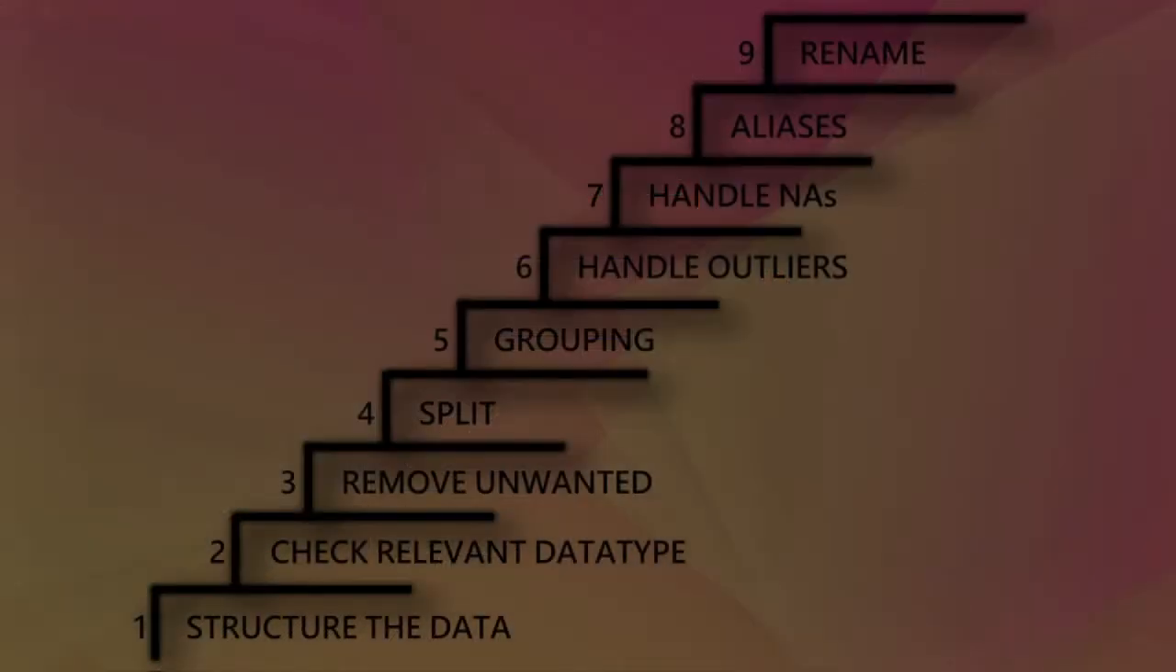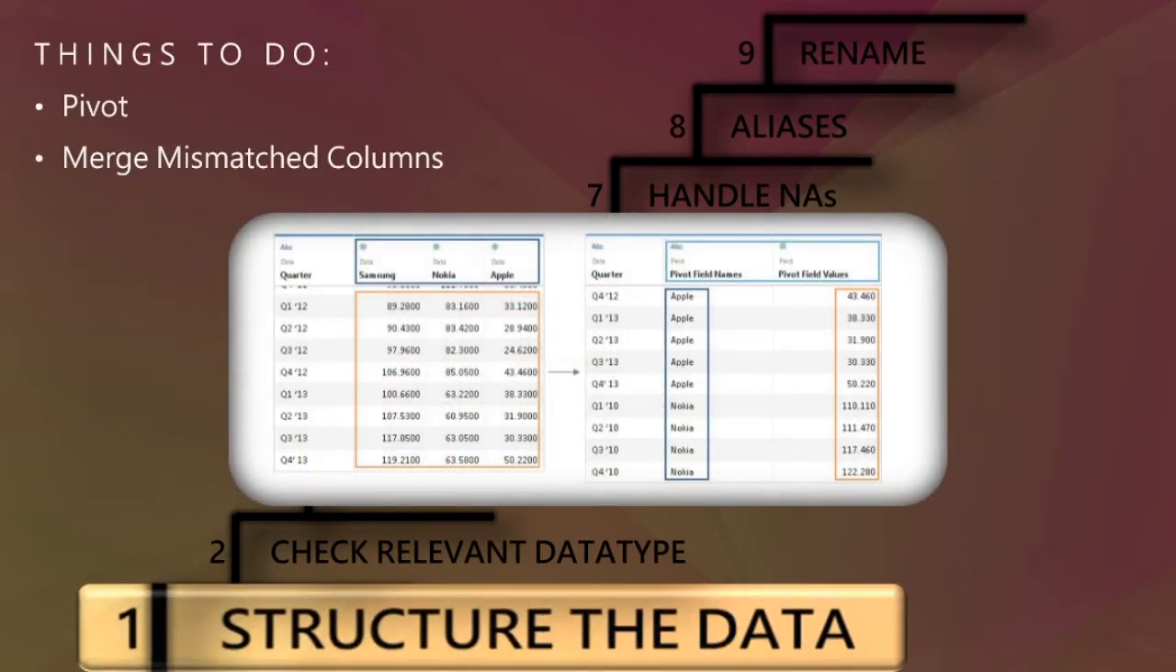So here comes the first step, structure the data, where pivoting and merging fields can be done. As shown in the picture, sometimes the data is in a vertical manner and we need to study it horizontally, or data is spread horizontally and we need to spread it vertically. At that point, pivot would be preferred. As you can see, the data has three attributes, Samsung, Nokia and Apple, which we later need to keep in one attribute. So three different verticals are shifted into one vertical, forming horizontal rows.